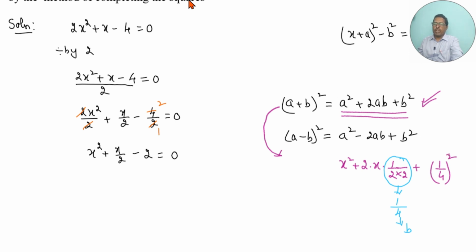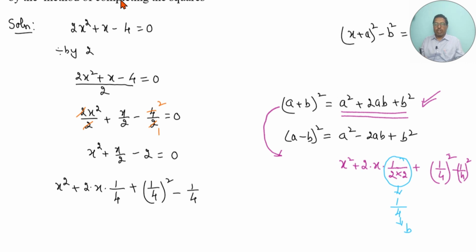But this term, plus 1 by 4 whole square, is not there in the equation. Therefore we need to subtract this 1 by 4 whole square. So let us write down x square, that is a square, plus 2 into a, which is x, into b. The b value is 1 by 2 times 2, which is 1 by 4. a square plus 2ab plus b square, where b is 1 by 4, so it is 1 by 4 whole square. But this is an additional thing which is not there in the question, which I have added. So I need to subtract the same: minus 1 by 4 whole square.